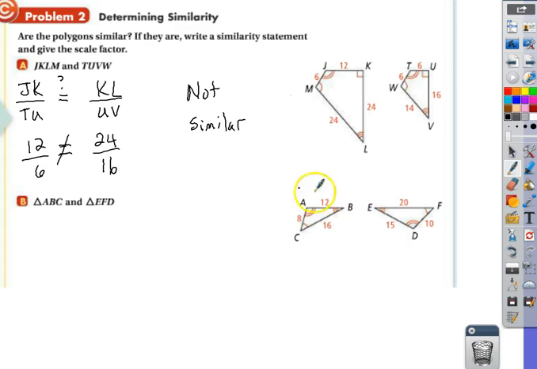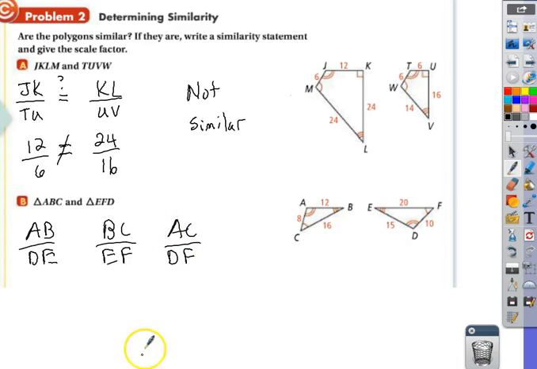Down here, if we look at these, you've got to be careful. What angle does A correspond with? Nope, D. Two arcs, two arcs. So that means AB would correspond with DE, and that means BC would correspond with EF, and AC would correspond with DF.